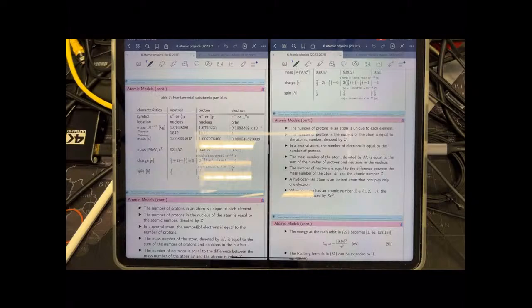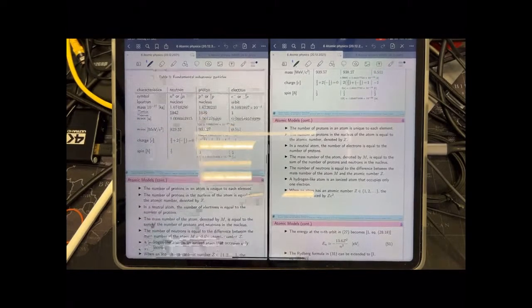Yeah, the atomic number is denoted by Z, and in a neutral atom, the number of electrons is equal to the number of protons, and that's the stable state, right? The number of positive charges is equal to the number of negative charges, and that's the stable condition. Once you remove an electron from an atom, you're going to have something which is not balanced, and that's the ionization state.